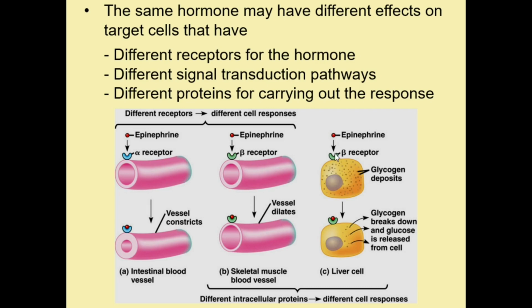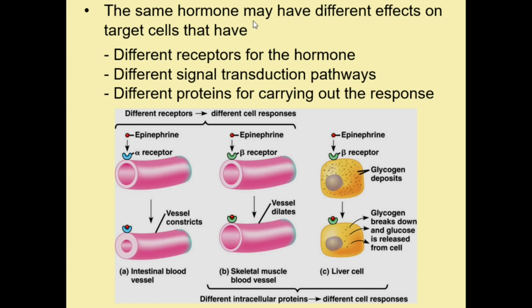So we've got beta receptors, but the target cell is completely different. Instead of looking at blood vessels, we're looking at liver cells. Here, epinephrine will bind to beta receptors within our liver cells, and this will cause glycogen deposits to break down into glucose. You'll obviously have a transduction pathway, which will switch on a specific enzyme that starts hydrolyzing or breaking down glycogen into glucose. The same hormone, two different receptors, three different responses, because we've got three different types of cell, if you like.